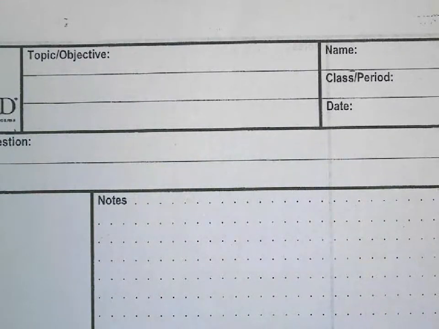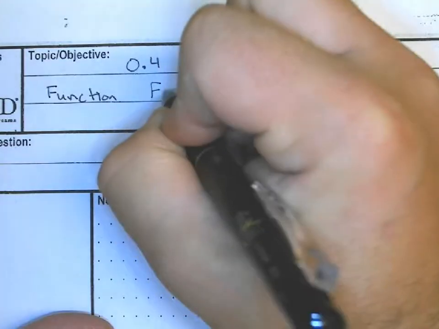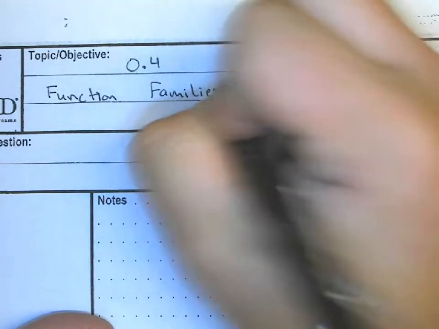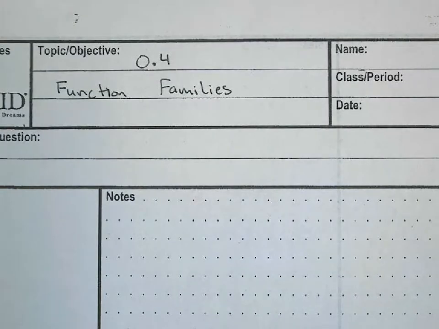In this video, we'll be looking at lesson 0.4, function families. So we're going to break down these function families into some basic introductory ones, and we'll talk about 5 different ones today. We'll talk about some characteristics they have, how their graphs look, and what their equations look like.